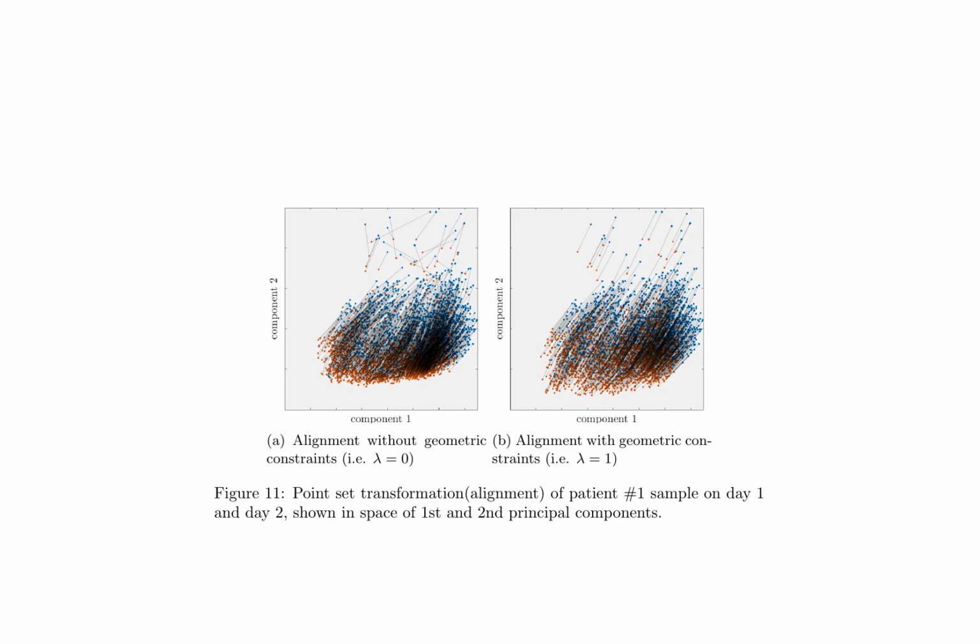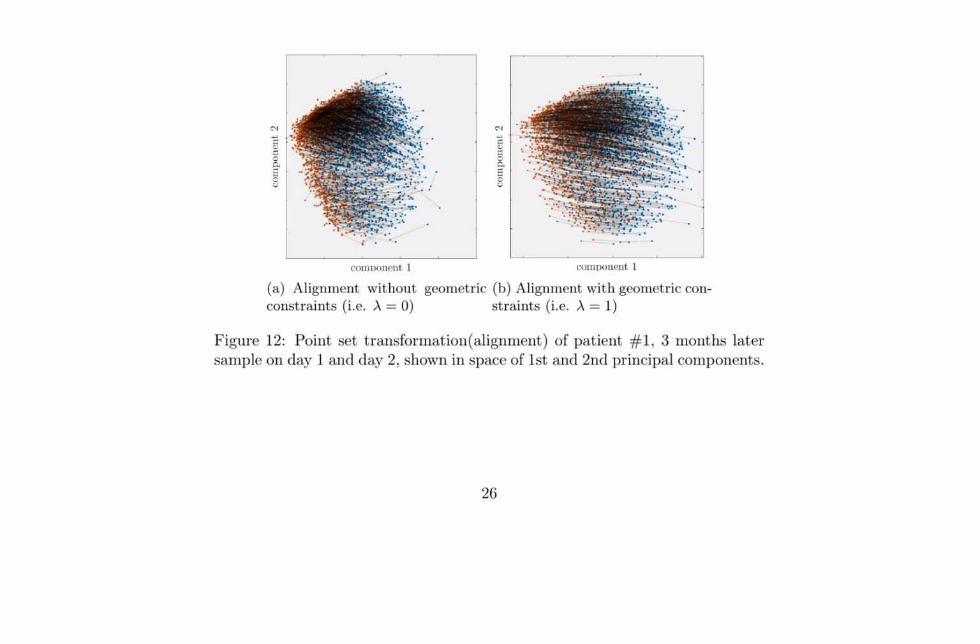Figure 12 demonstrates the alignment of patient 1's samples 3 months later, again with and without geometric constraints. The results suggest that the proposed method can capture temporal changes in the data, as the alignment of the later samples exhibits similar patterns to those observed in Figure 11. The inclusion of geometric constraints, as controlled by the hyperparameter lambda, allows for a trade-off between flexibility and structure in the alignment. This is evident in the contrast between the two subfigures in each of Figures 11 and 12, highlighting the importance of lambda in determining the nature of the transformation.